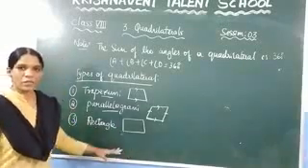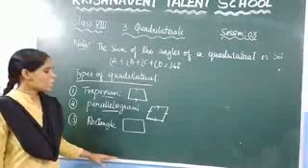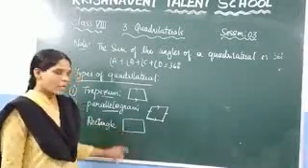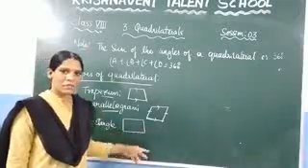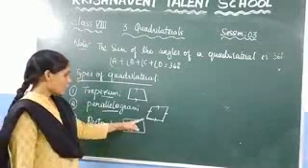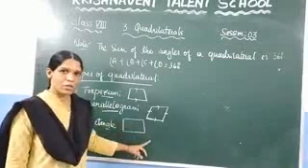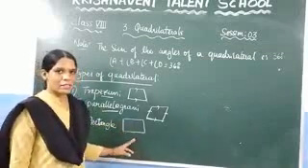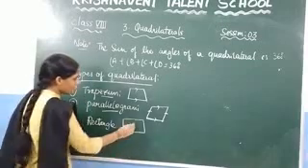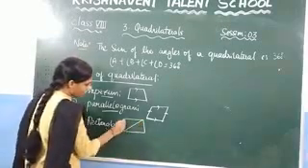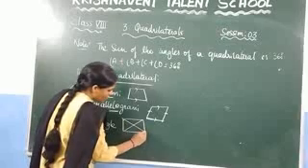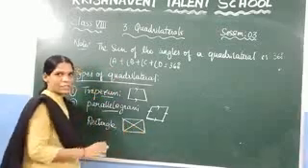And what properties of the rectangle have we discussed? The opposite sides are equal and all angles are equal, each 90 degrees. Similarly, the diagonals are also equal and the diagonals bisect each other but not perpendicularly. Here you can observe that by drawing the diagonals, these angles are not 90 degrees.